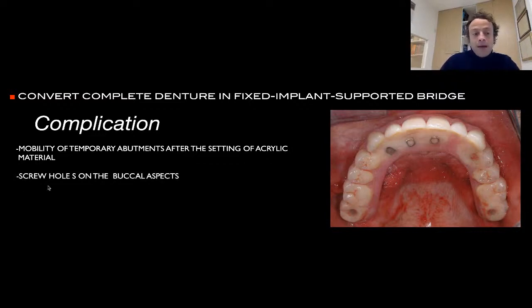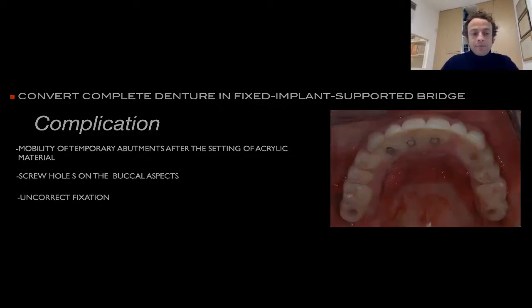Another problem is when we have screw holes on the buccal aspect. But we know that today, with digital software and in particular thanks to the prosthetic components, we can work with angulated multi-unit abutments, we can work with angulated screw channel technology, so we can really have access to our screw with a different angulation, compensating for a maybe not ideal implant placement. So it's the problem of the screw holes placed buccally. It's a problem that today can be fixed easily.